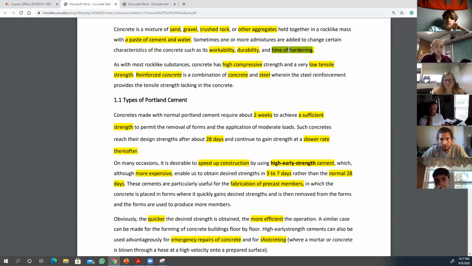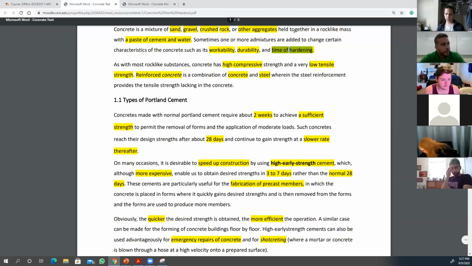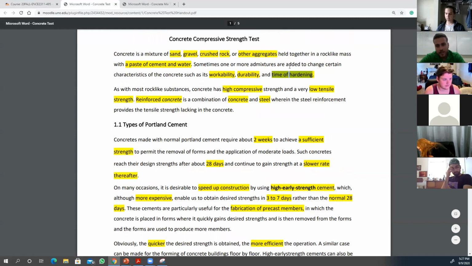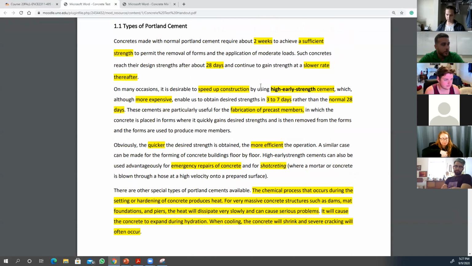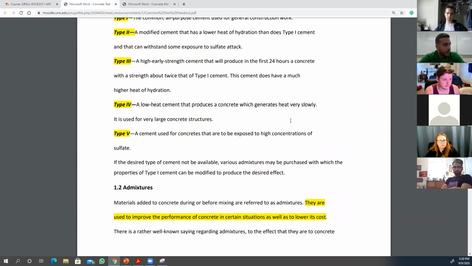I think I forgot his name. Somebody was asking about the driveway. What if he wanted to wait 28 days to open his driveway, but I can change the time of hardening. There are different types of Portland cement that you can use, like high early strength cement. It's more costly, but it enables us to obtain desired strength in 3 to 7 days rather than the normal 28 days. And I can reduce from 3 days to overnight if I use different types of chemicals.